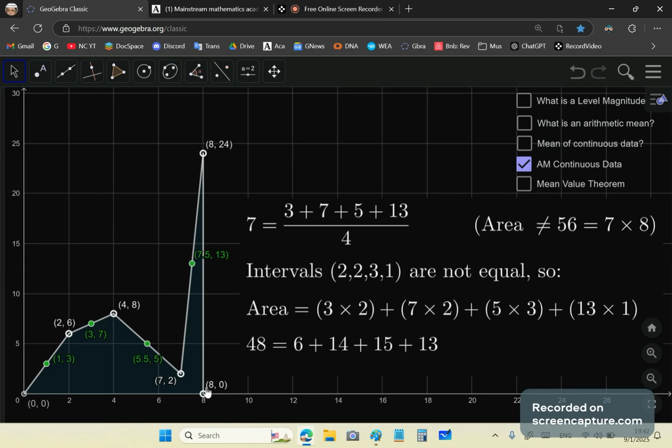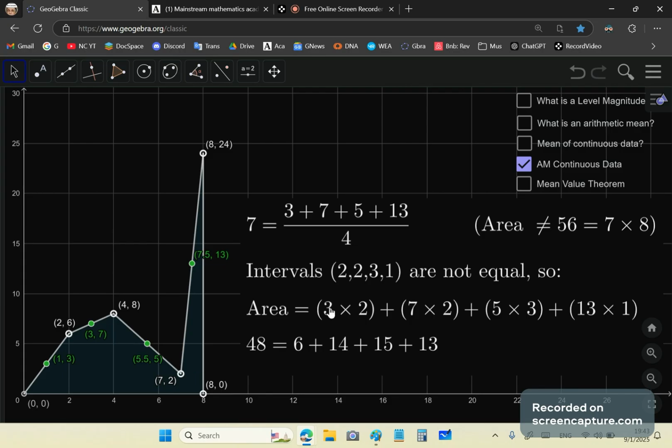But now you need to be very careful, because you can't just take all of those, add them up, and say that, as I have defined area to be the product of two arithmetic means, it's 7 times the interval width, which is 8. And the reason that you can't say it is that these intervals are not equal. The first two are 2 units long, the third one is 3 units long, and the fourth one is 1 unit long.